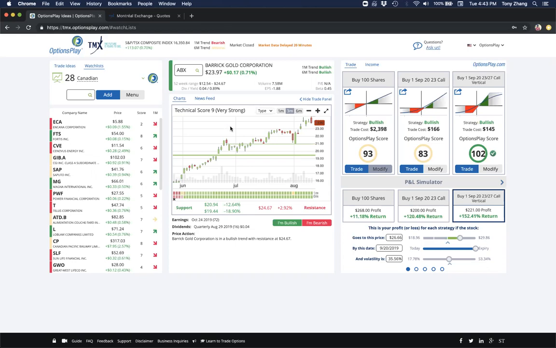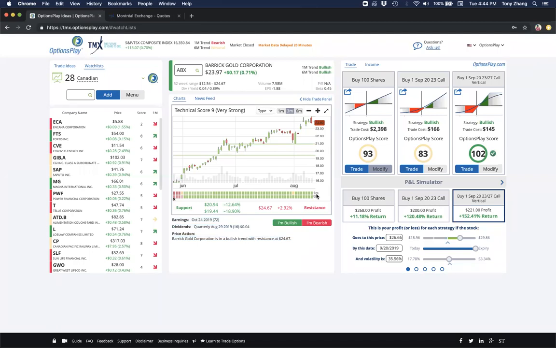And then lastly, important information such as earnings, dividends, and price action data at the bottom of your screen. And we even show you the trend indicator up here as to how it's changed over time. So not only do you see what the current trend is, but you see how that's changed over time.